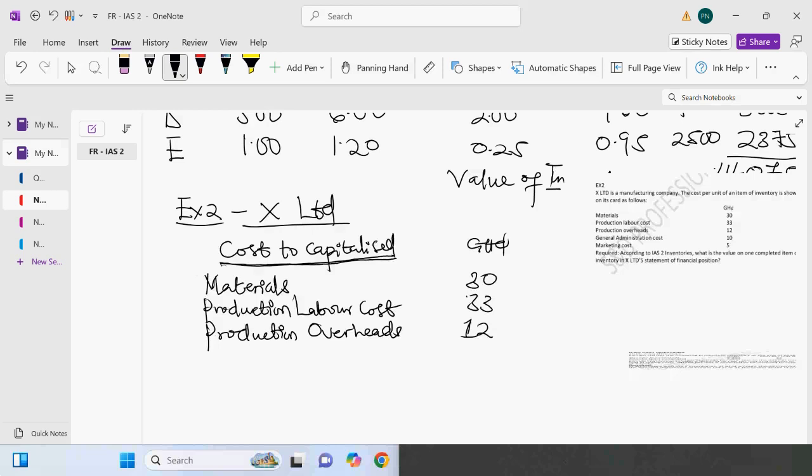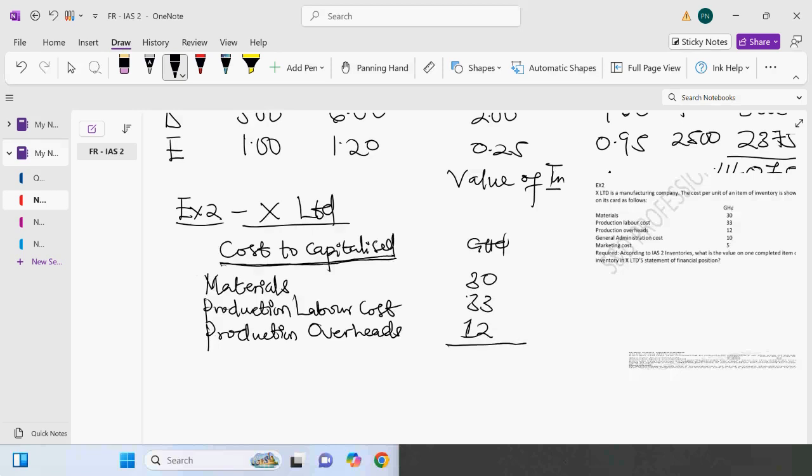So should it be capitalized or expense? It should be capitalized because it's really related to production, for example factory light. So it relates directly to the product. And then general administration will be expense. Marketing cost, will it be capitalized or expense? Expense.